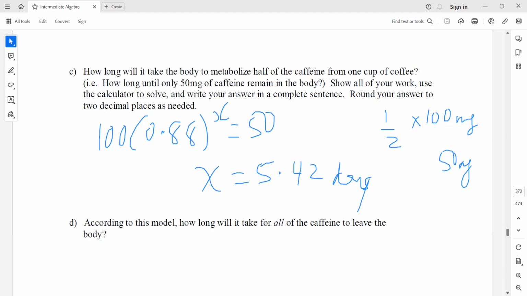Now let's look at problem 24. Oh, let's look at D first. D for this problem: according to this model, how long will it take for all of the caffeine to leave the body? So the caffeine will continue to decrease, and over time approach, but not equal 0. Okay, so continue to decrease and over time approach, but not equal 0. Problem 24.